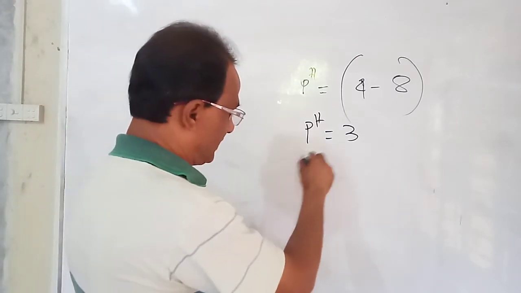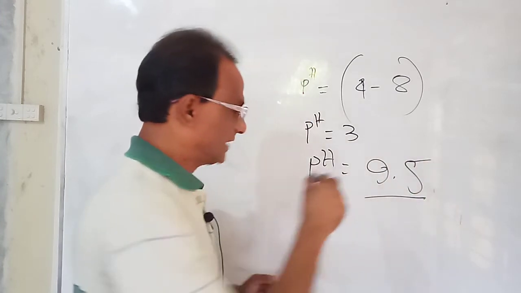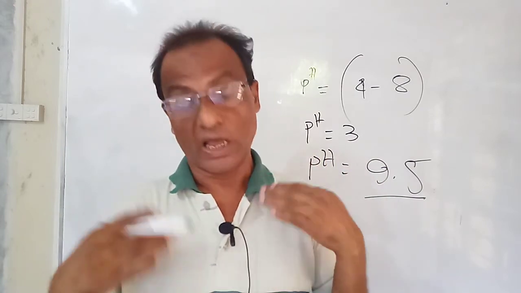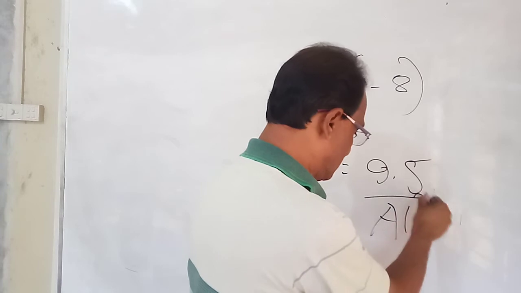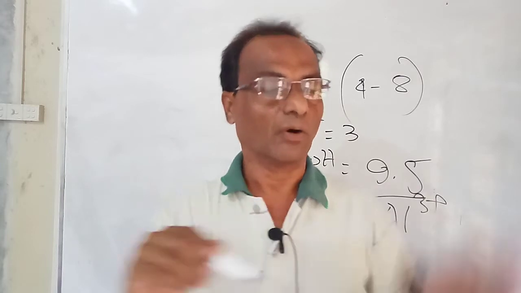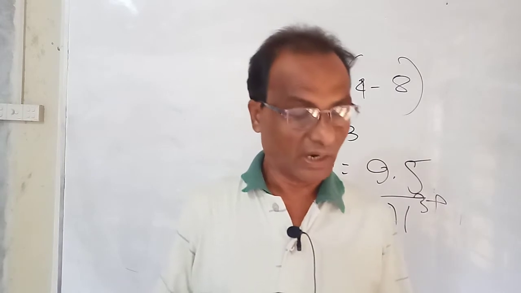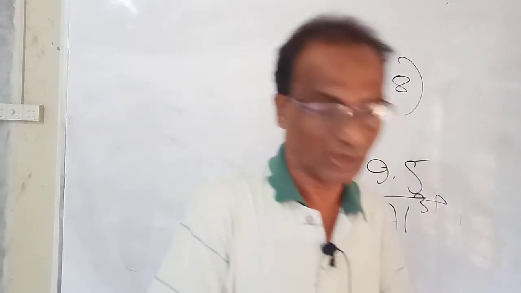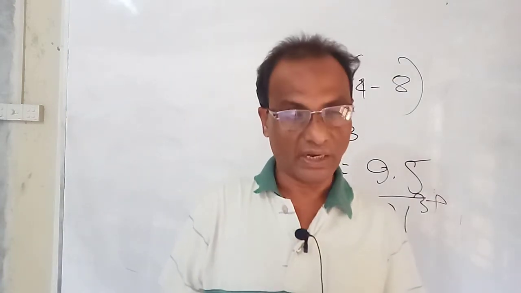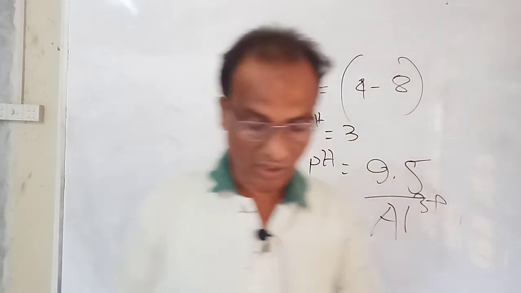If the pH of the land is greater than 9.5, the aluminium 3 plus ion cannot exist in the soil. It will reach the root of the plant and may cause harm, so that soil is not cultivable land, and the fertility rate of the soil will be decreased. So we have to know the pH.